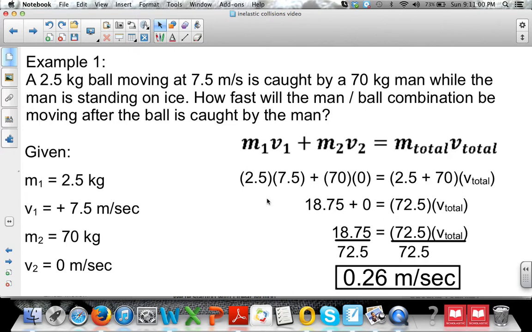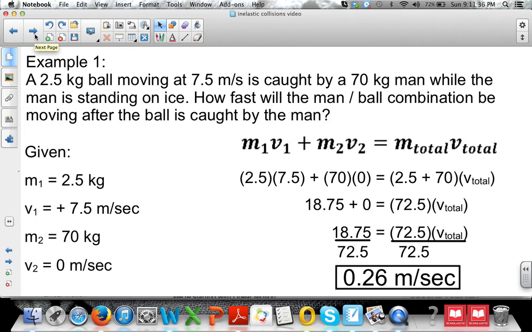And then I just simplified a little bit. 2.5 times 7.5, that's this 18.75. 70 times 0 is 0. And then this 2.5 plus 70, it's 72.5. And then I got rid of the 0. And then you have to divide both sides by the 72.5. So just simplify as much as you can, and then it will look like an F equals ma kind of equation, like our original momentum equations that you guys were really good at. And then make sure you have the right units. So I've got velocity going on, so it's meters per second.